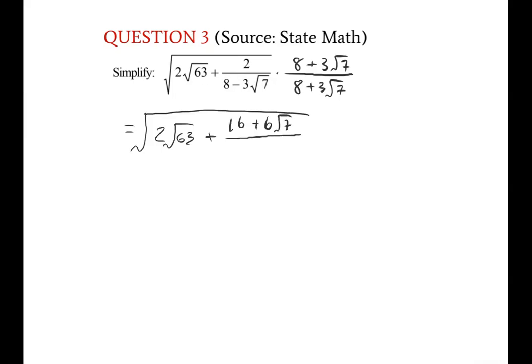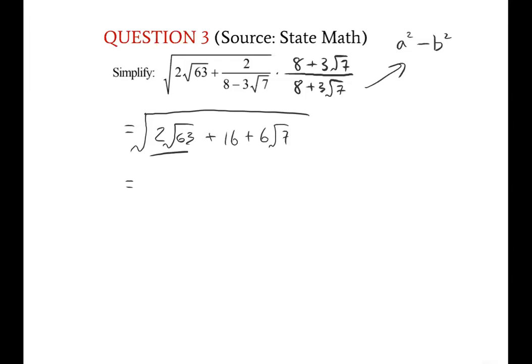And then this bottom, this denominator, is just in the form of a squared minus b squared. So basically 8 squared minus 3 root 7 squared. And that is just equal to 64 minus 63, which is equal to 1. So we can just get rid of the denominator now, and we're left with 16 plus 6 square root 7.